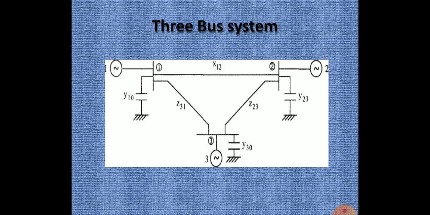In bus 2, generator 2 is connected, and a shunt capacitance admittance is connected between bus 2 and bus 3. The admittance value is mentioned as Y of 2, 3. The same applies for bus 3. The generator 3 is connected to bus number 3, and the shunt capacitance is connected between bus number 3 and the ground, which is denoted as Y of 3, 0. And between bus number 1 and 2, it is connected with an impedance.